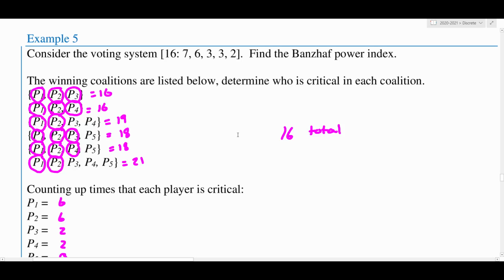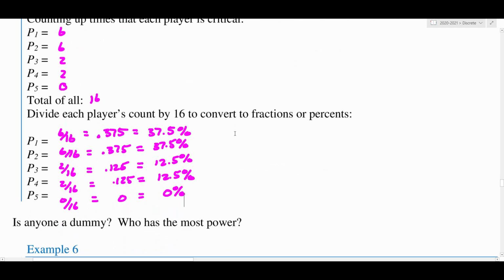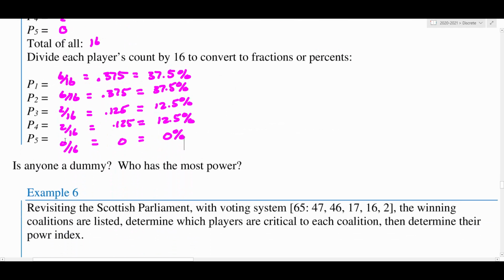And if you remember the definition of a dummy, a dummy is not essential in any winning coalition, and that is what player 5 is. Player 5 is a dummy. So I'm going to make sure I write that down real quick, because that was one of the things they asked: who's a dummy? So player 5 is a dummy. He has 0% of the power. So if you end up with 0%, you're a dummy. All right, who has the most power? Well, player 1 and player 2 do. They tie for the most power in this particular scenario.